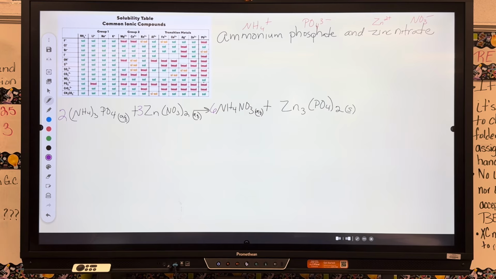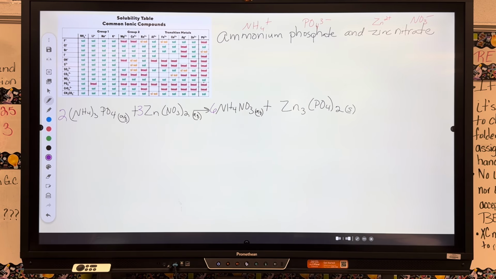What I'm going to do with this equation is break it up into its ions so that I can get the complete ionic equation, and then we'll do a net ionic equation. If we start here with the ammonium phosphate, there's 6 of them. So we're going to say 6 NH4 plus. And now we're going to move on to the phosphates.